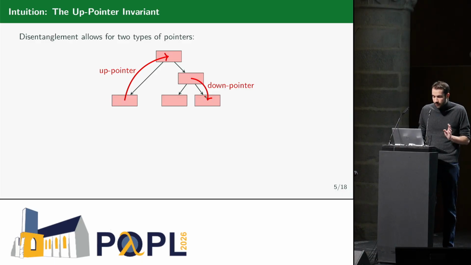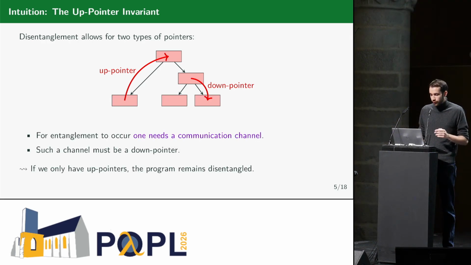And the very naive observation we make here is that for entanglement to occur, so for example, for this task here to acquire some concurrently allocated data, for example from this one, you need a communication channel between the two tasks. So you need a down pointer for entanglement to occur. So it means that if you only have up pointers, you're safe, and the program will remain disentangled. And this is exactly what the type system will enforce. We will force that every pointer goes up in this heap hierarchy.